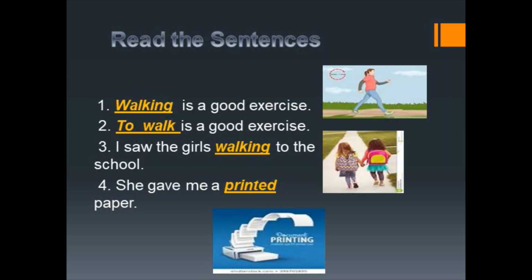And number 4, she gave me a printed paper. Here printed is not a verb. Printed is also working as an adjective. Paper is a noun. How is the paper? Printed paper. So printed works as an adjective here.